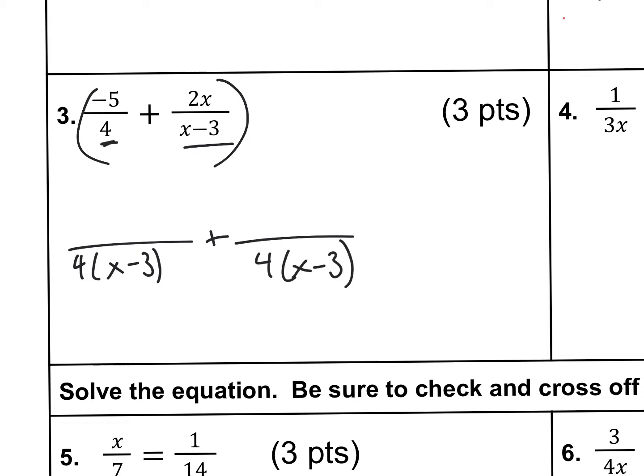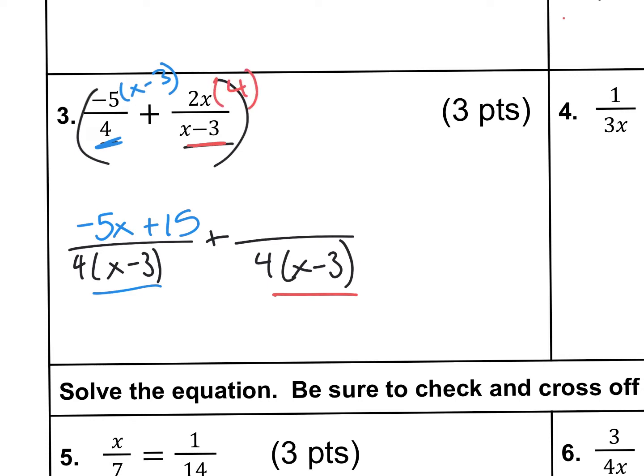So I'm going to write it twice. Cool. To get from 4 to this, what do I need to multiply by? Just the x minus 3. What's negative 5 times x minus 3? Negative 5x plus 15. Cool. Negative 5x plus 15. I like it. Next one, to get from x minus 3 to 4 times x minus 3.